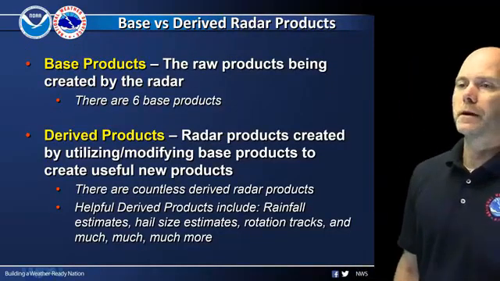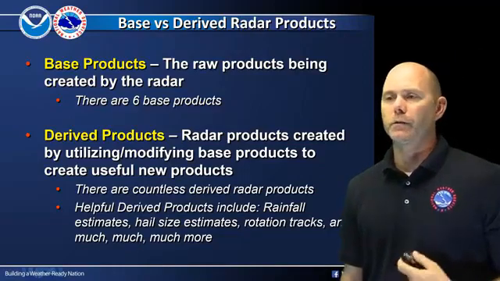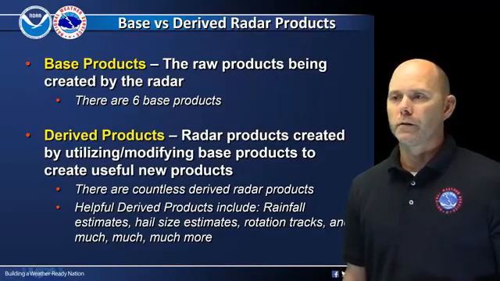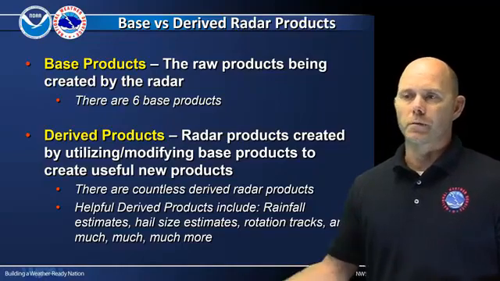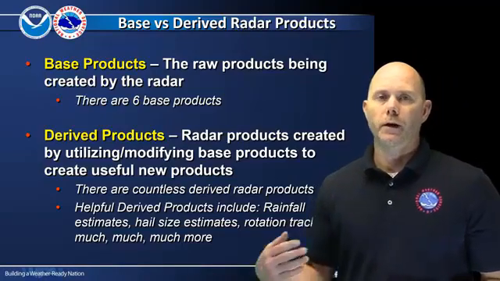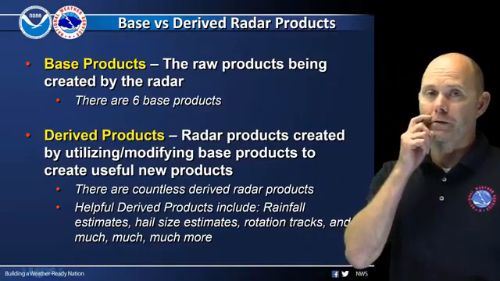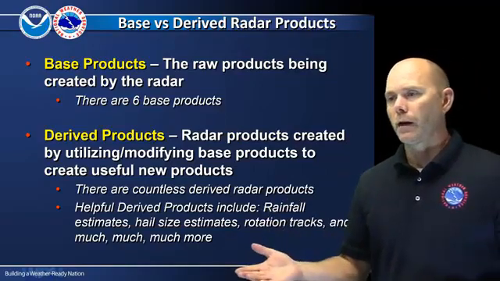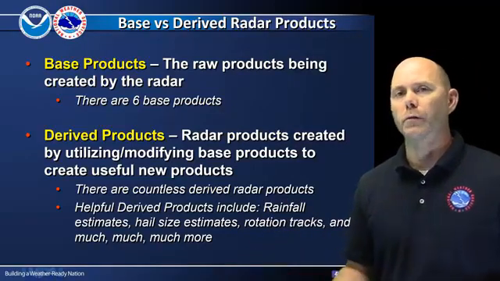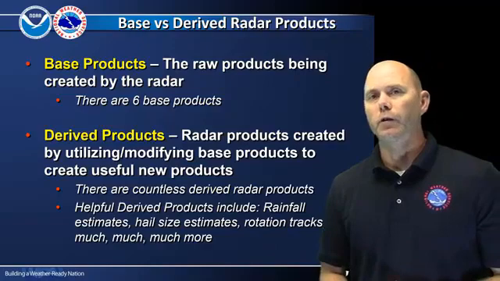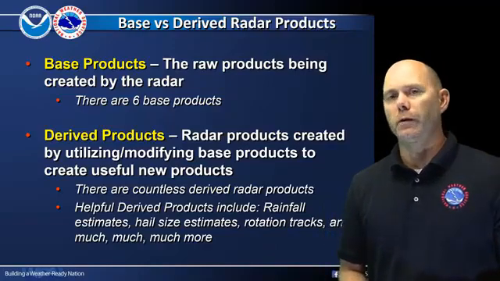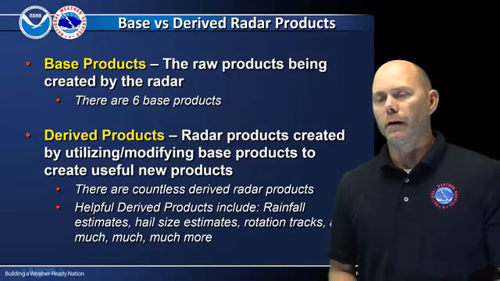So we're going to talk a bit about different products that the radar gives us. There are 6 base radar products that the radar delivers to us that meteorologists are really interested in. But there's also a whole bunch of derived products that go out through the Weather Service and out to the public.